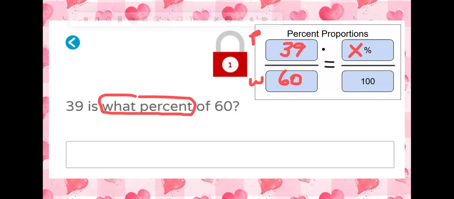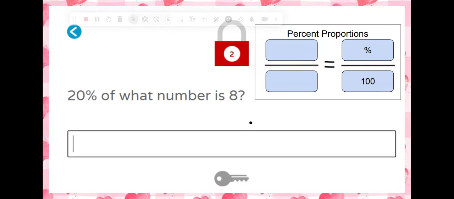For folks who use the butterfly, we're going to go across: 39 times 100. This third number we're going to divide by 60. So that's what you are plugging into Desmos to figure out your percentage. I'm not actually going to do it. My main focus for this video is to help you set up those percent proportions so that you can solve them using Desmos. All right, number 2.